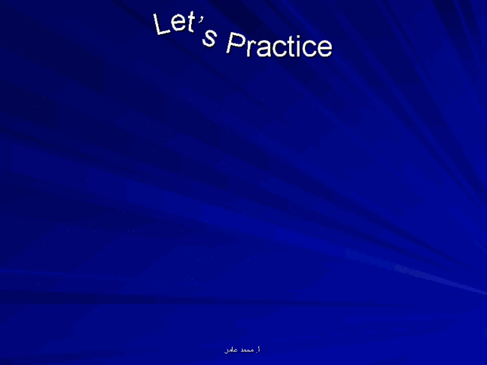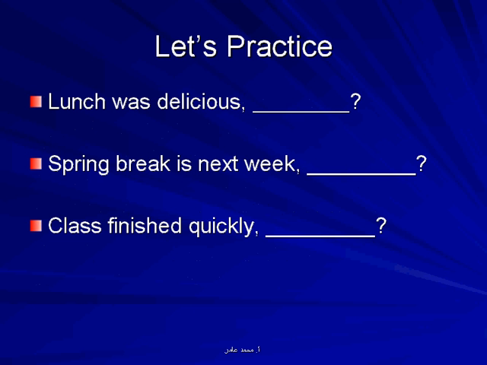Let's practice. Lunch was delicious. Here we have the auxiliary was. Wasn't it? Spring break is next week. We have the auxiliary is. Isn't it? Class finished quickly. We have the main verb finished in the past. So didn't it? And it refers to class because it's a thing, singular.